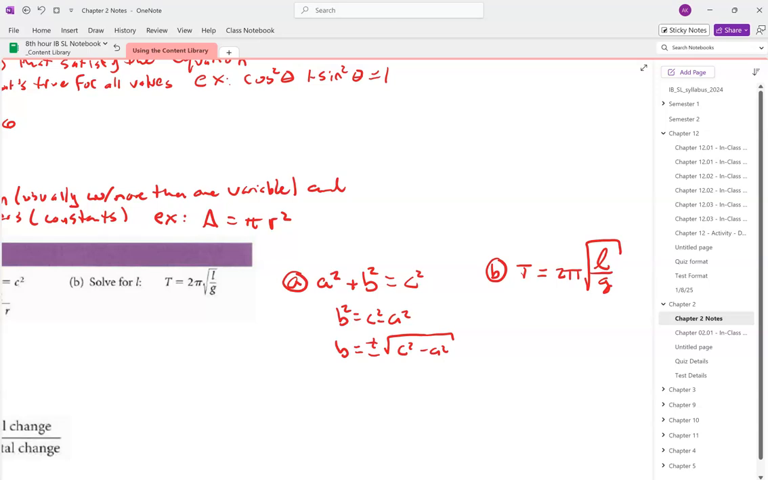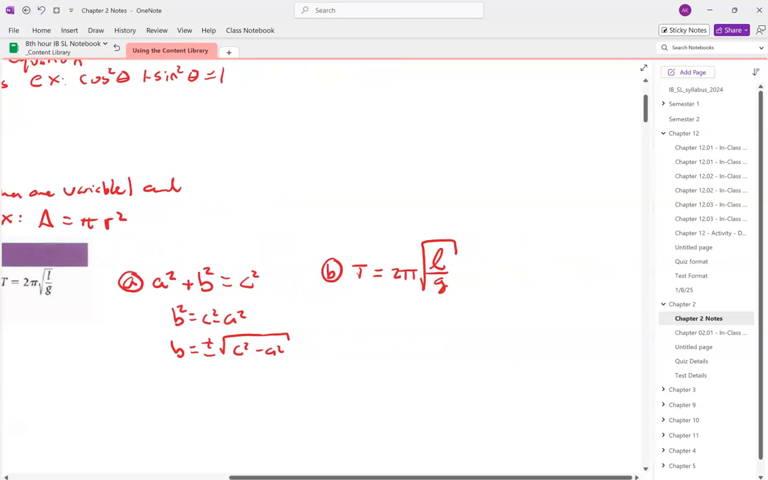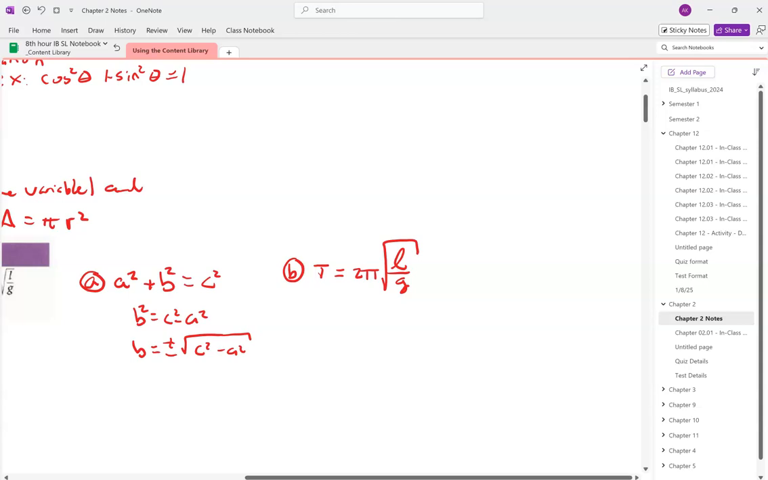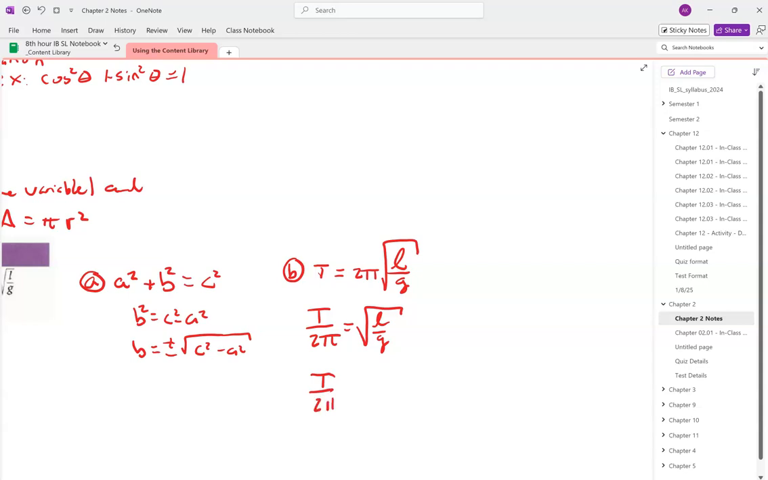Okay. What if we have this equation? We want to solve it for L. What should I do first? Divide both sides by 2 pi. And then what? Square both sides. Okay. We're solving for L. Yes.